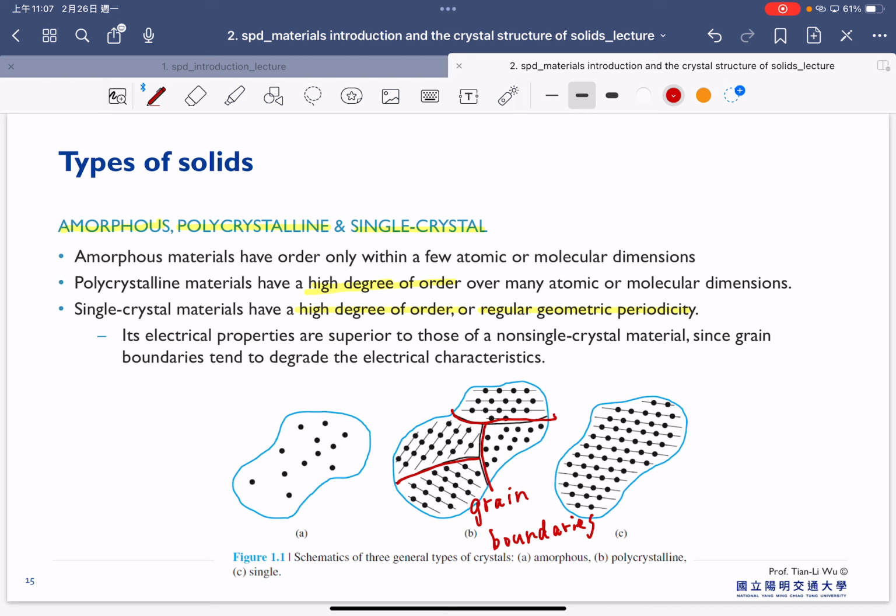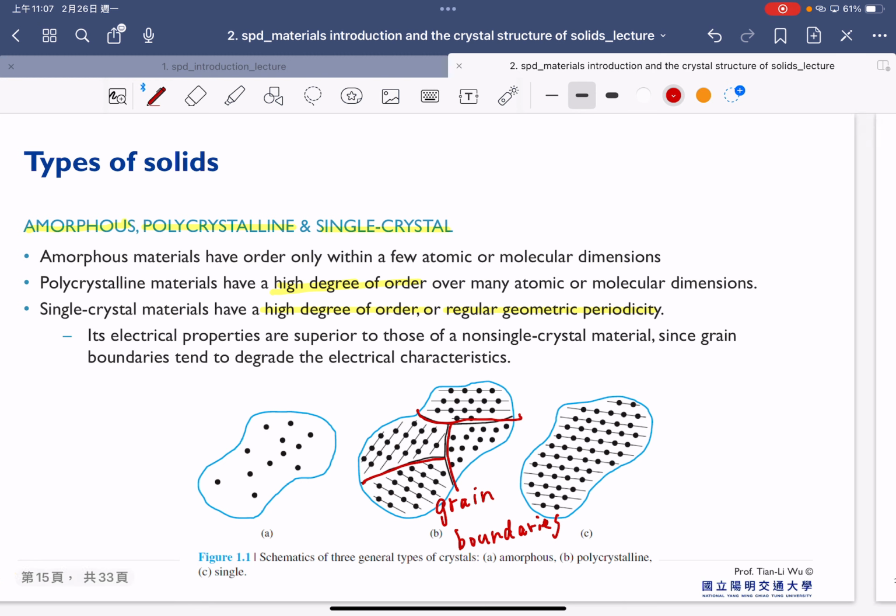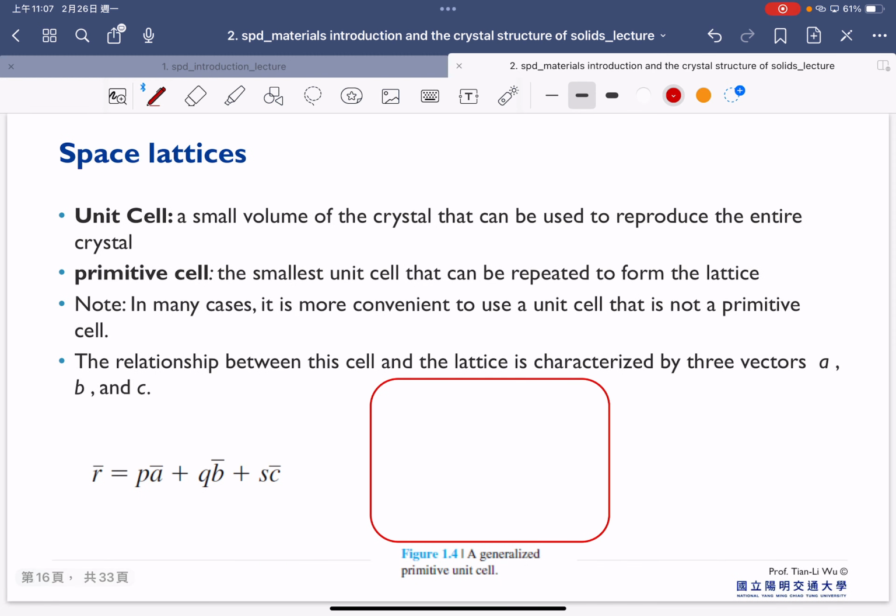And when we talk about solids, we will start to understand the crystal plane and the crystal structure for each semiconductor material. For sure, in here we mainly use silicon as an example. So the first one is the space lattice, and we have to divide it into two terms here. One is the unit cell.